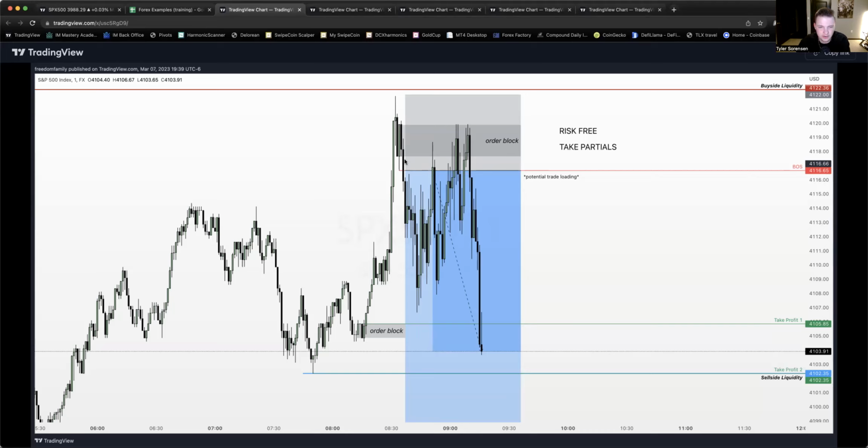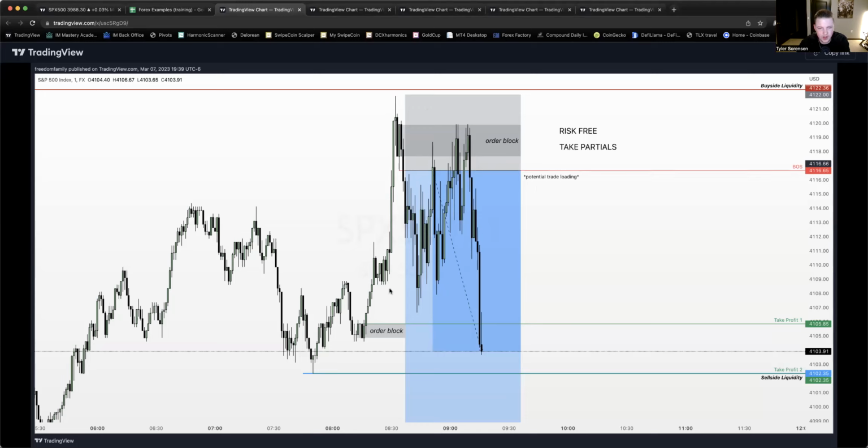But also right here is a fair value gap before the order block. Amazing, right? You could have entered on the fair value gap. You could have entered on the order block. All great. They're all right here, right? So stop loss above the high either way. TP1 is this order block.